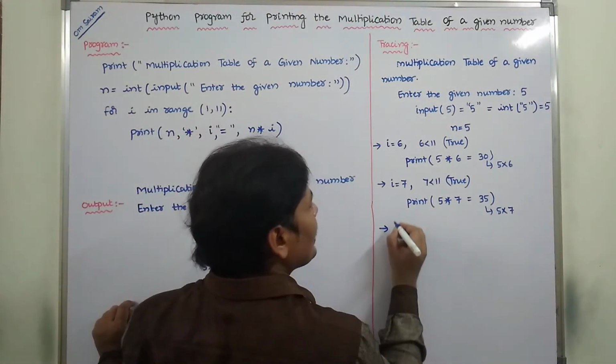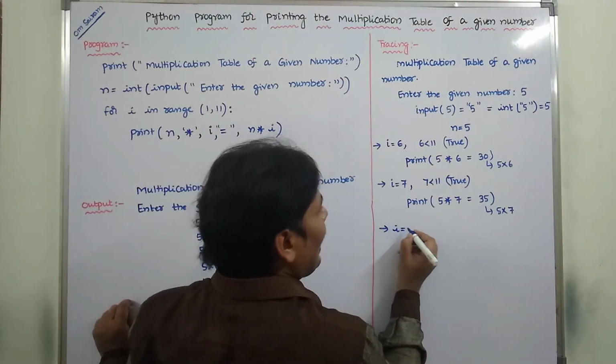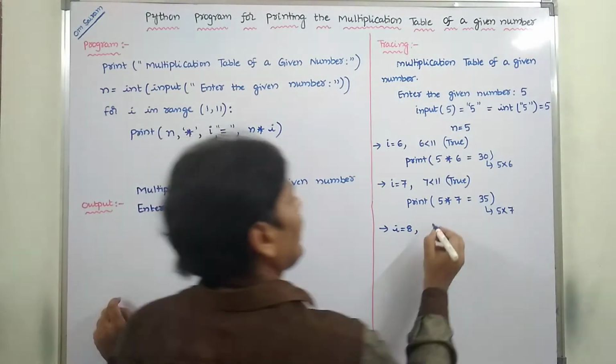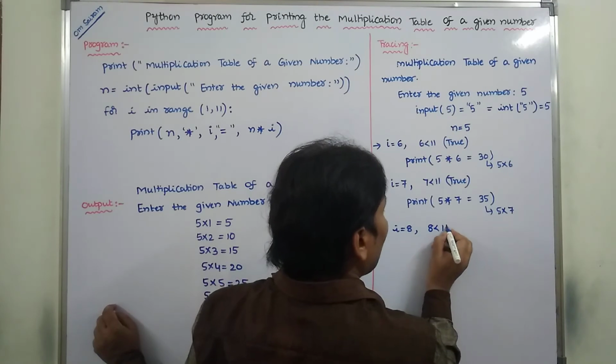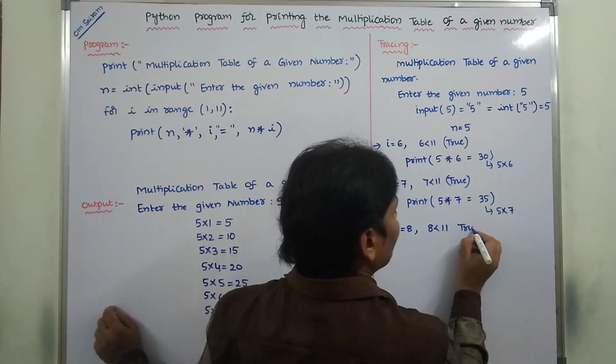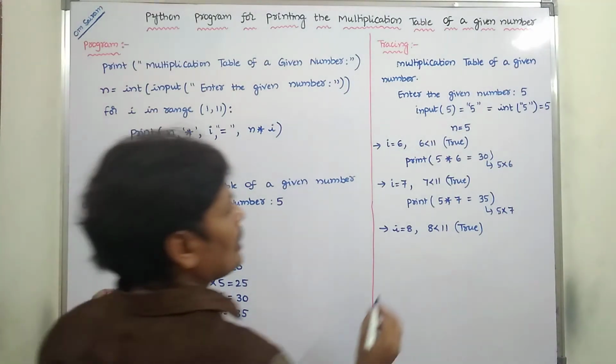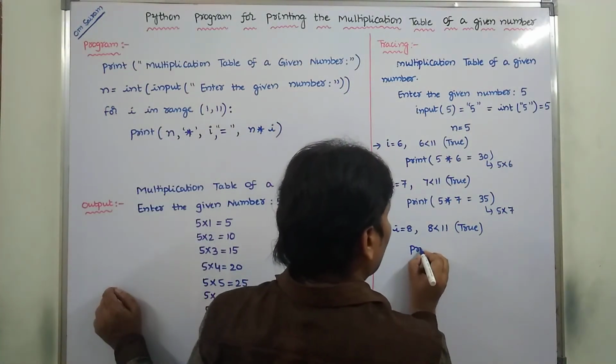Now I value is incremented by 1. I value 7 previously. 7 is incremented by 1, that is 8. 8 less than 11. So condition true. If the condition is true, then the control goes to the statement within the body of the for loop.